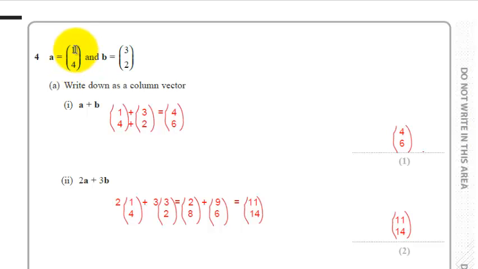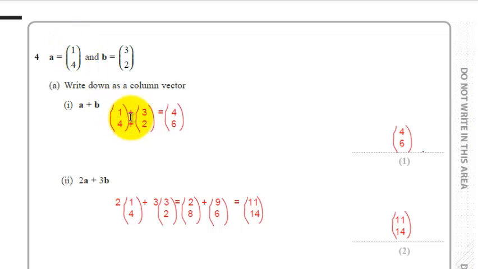So for example, this vector A is taking a point or drawing a line 1 unit to the right and 4 units up. Or you could imagine it as 1 square right and 4 squares up. And B is moving it 3 squares right and 2 squares up. The top number moves something left or right, and the bottom number moves it up or down. If it was negative, it would be moving it down, and if the top number was negative, it would be moving left.